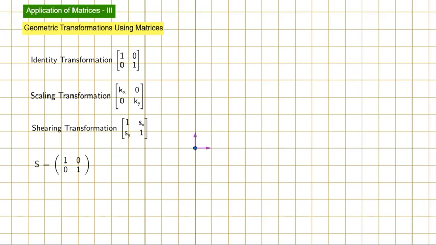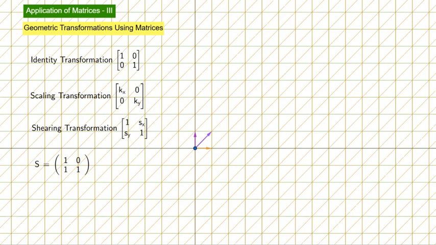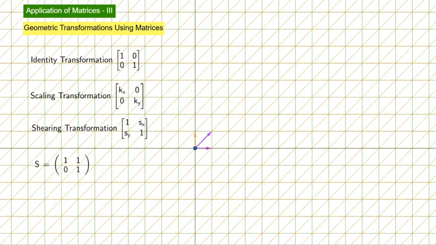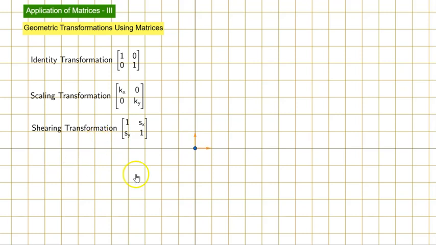Now let's change it back, and let's change the third element, that is S sub y, to 1. Let's change both. What has happened? One of the dimensions squeezed onto the remaining axis, the transformed axis. Let's again take it back. So that was shearing transformation. Now let's look at rotation transformation.